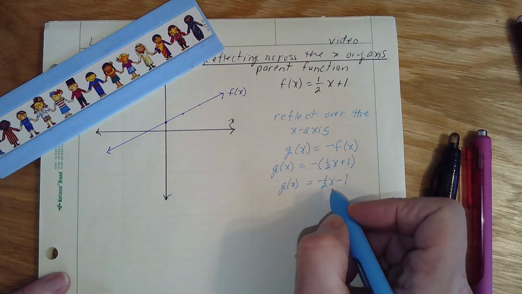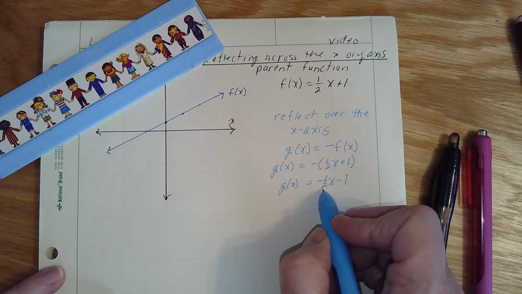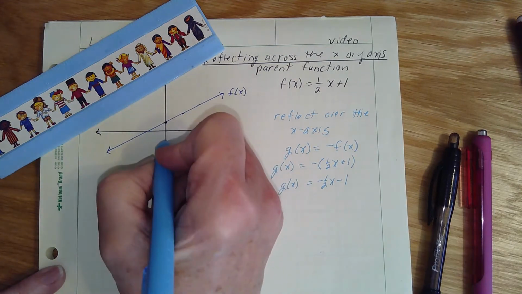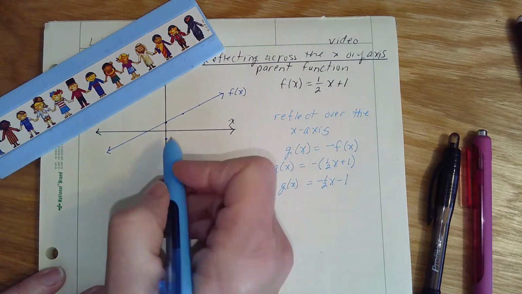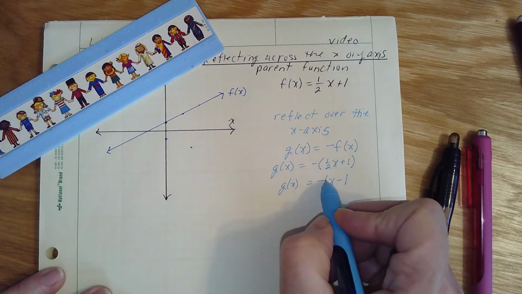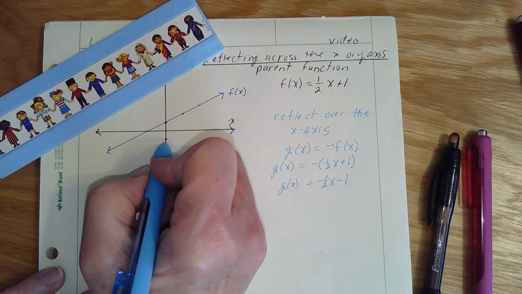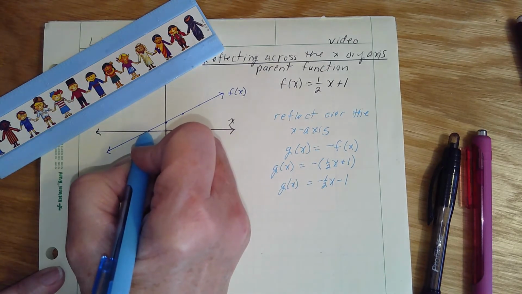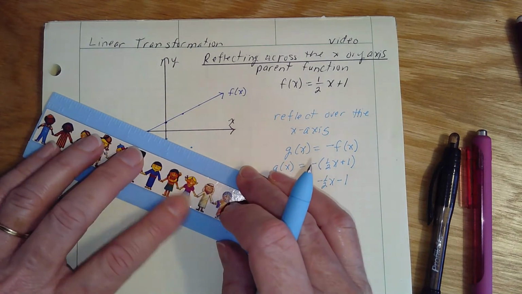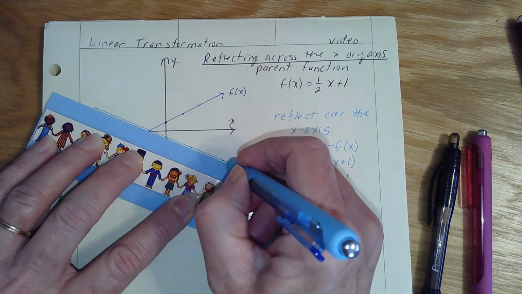G of x is negative 1/2 x minus 1. It's got a negative slope. So I'm going to come down to negative 1 for my intercept. And then it drops 1 before it runs 2. Negative 1 over 2. Or rises 1 and goes backwards 2. So we're going to go ahead and graph this line right here. This is our g of x.